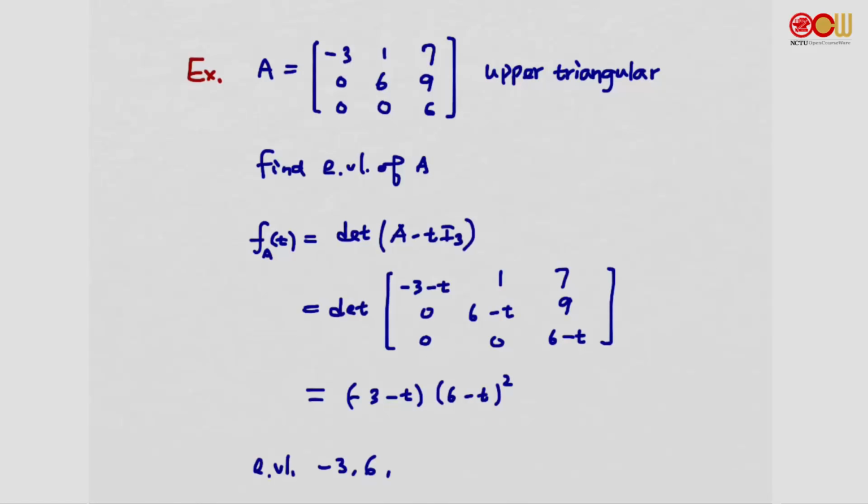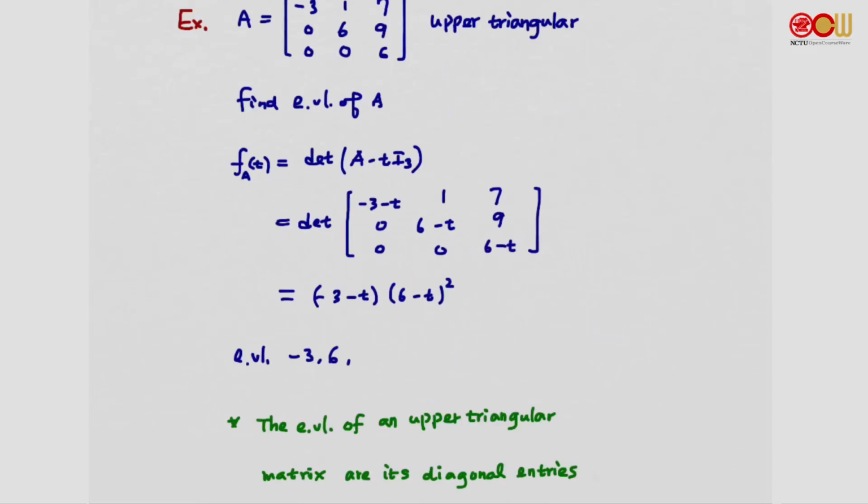So now we can find the eigenvalues, minus 3 and 6. So if we have an upper triangular matrix and we would like to find the eigenvalues, it becomes super easy. The eigenvalues are simply the diagonal entries. Similarly, if we have a lower triangular matrix, the eigenvalues of a lower triangular matrix are also its diagonal entries.